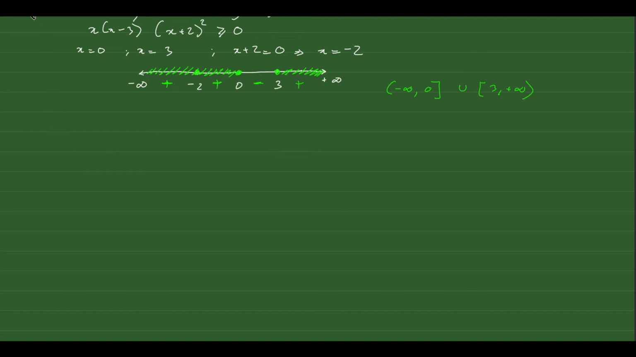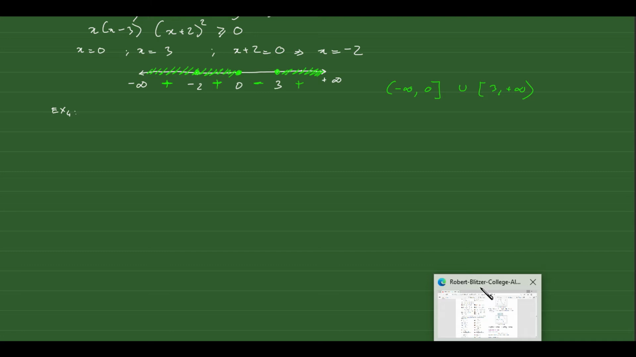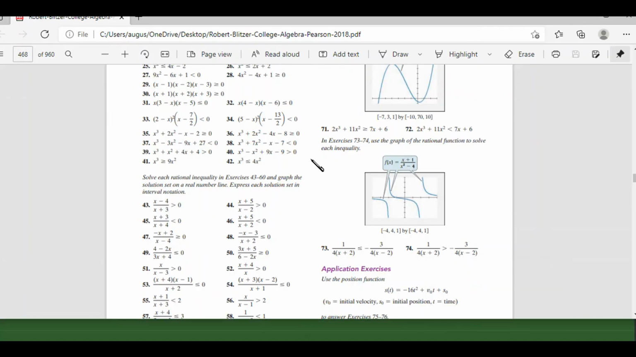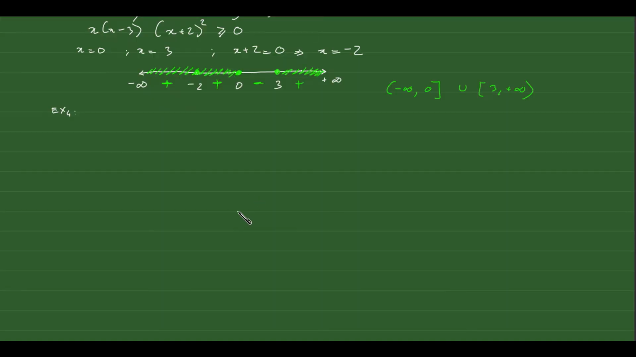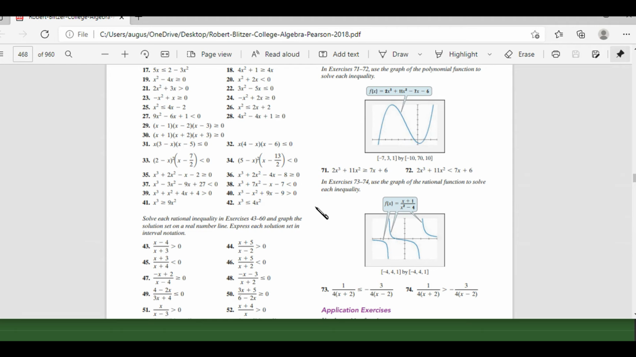Example number 4. Let me see. I can pick one of the problems in the textbook. Oh, how about this one? Next, it's interesting right here. How about this? 5 minus x squared and x minus 13 over 2, and we want it less than 0.